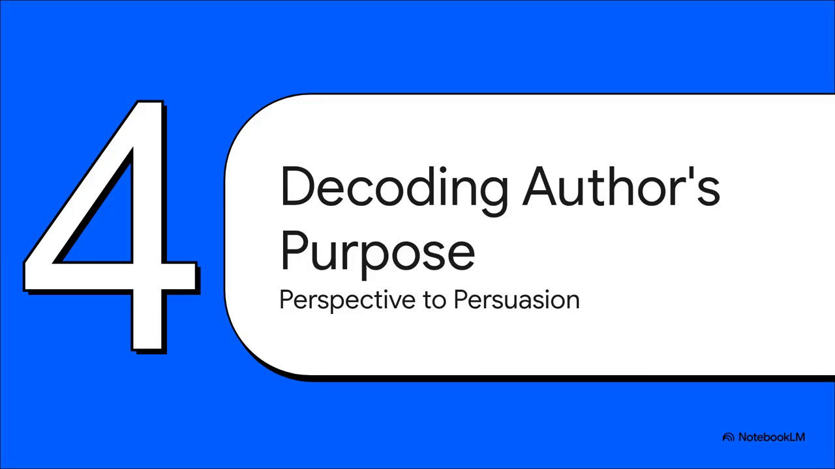So we can see how Adichie's perspective shaped her stories. But perspective doesn't just shape what an author sees, it shapes what they want to do. So let's look at how that lens focuses their purpose and how they turn that perspective into persuasion.